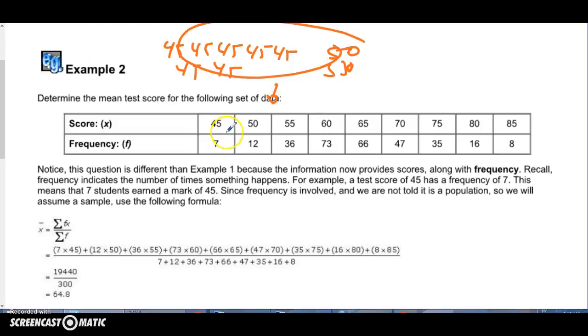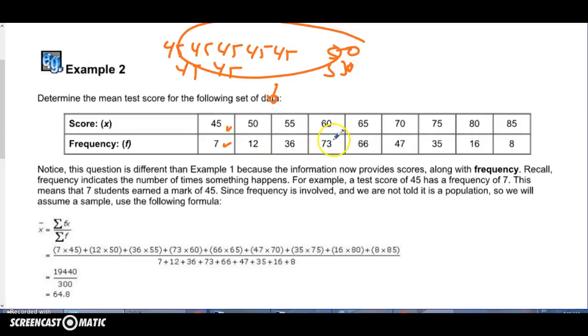Okay, so now we have 7 scores of 45, 12 scores of 50, all the way up to 8 scores of 85. So if you want to know what the average score is, you can't just take these scores here and divide by what, 1, 2, 3, 4, 5, 6, 7, 8, 9, because different scores come up in different frequencies.